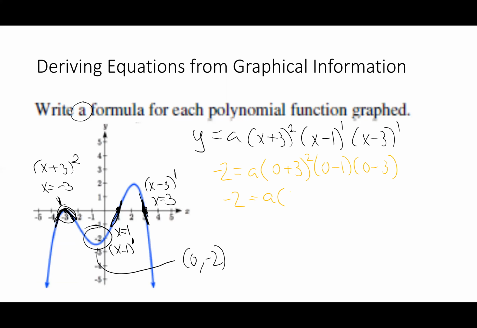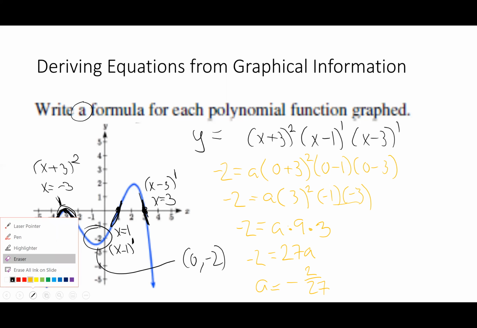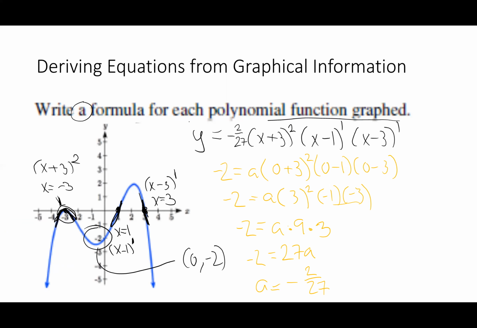So then I get a times 3 squared, negative 1, negative 3. So I get negative 2 equals a times 9 times, well, negative 1 times negative 3, that's just going to be 3. So I get negative 2 equals 27a. Divide both sides by 27. I get a is negative 2 over 27. And that is my polynomial.